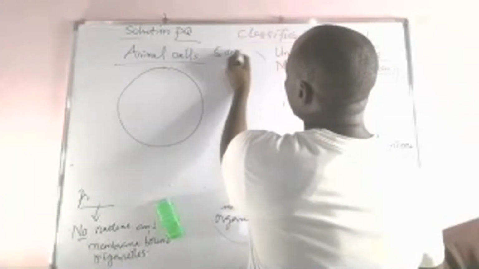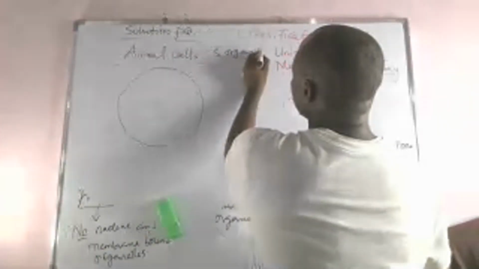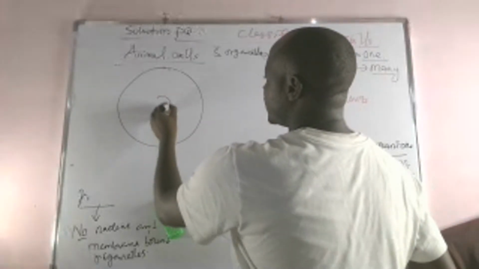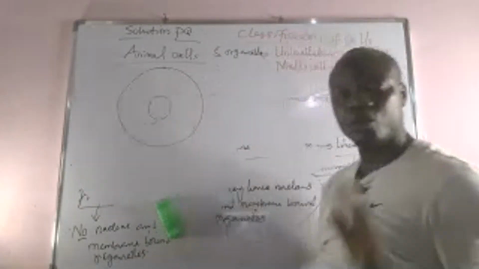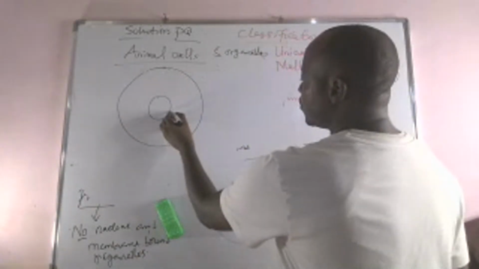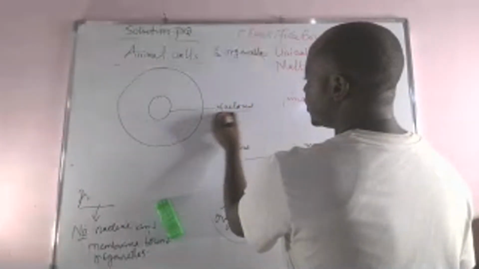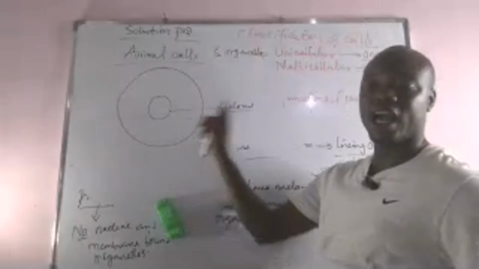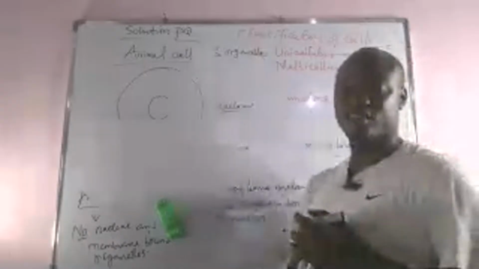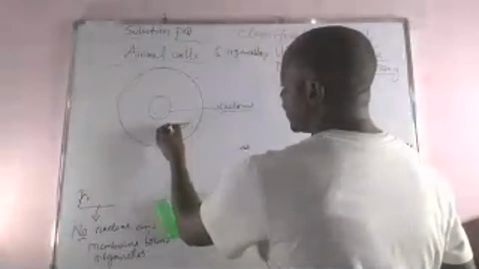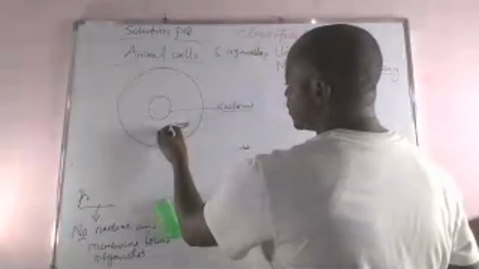5 organelles. So how do you draw them? First, we have the nucleus. So we have the nucleus here. I hope you are seeing how I'm drawing. You see, first we have nucleus. Then second, I was able to draw the nucleus. Then I have something like this.